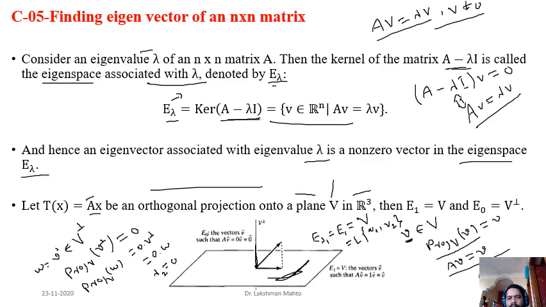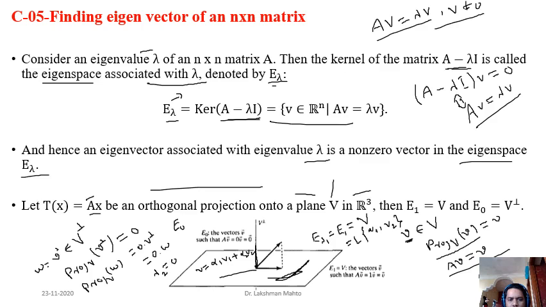Otherwise, if you take any vector v on this plane, it is a linear combination of v1 and v2. Since v1 and v2 are basis elements of the plane, you can always represent v as a linear combination of v1 and v2. So that is the concept. Similarly, the second eigenvalue is 0, and with respect to that you denote the eigenspace E0, which is already given in the picture.